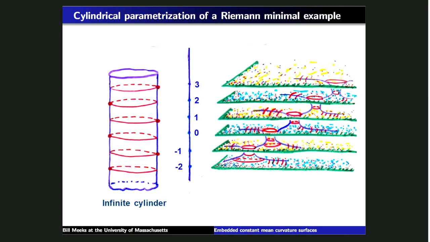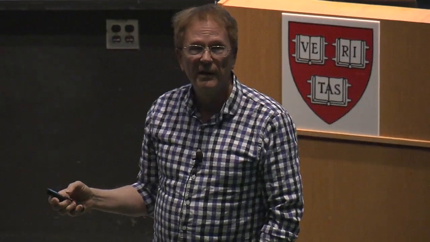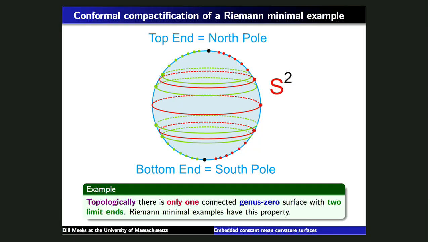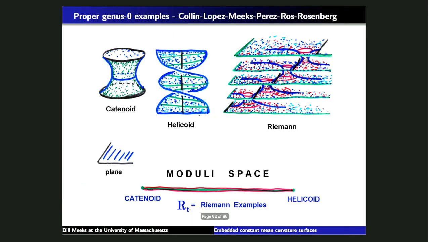And then you need to understand what the topology is. They're an infinite cylinder with points removed, a periodic set of points. And that means the surface is genus 0 and has 2 limit ends. And actually, the conformal compactification is this picture. It's a sphere minus some discrete set of points with 2 limit points.